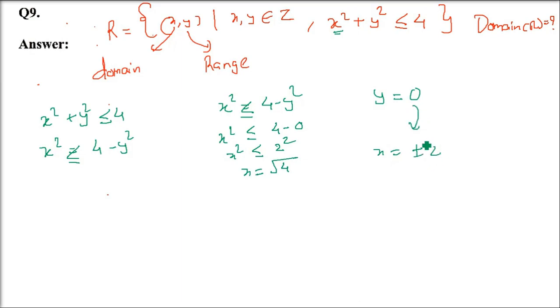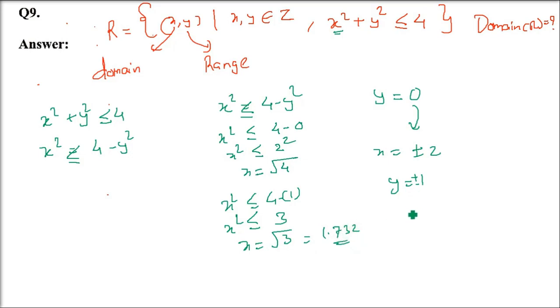You have to see whether it is less than or equal to. Now I am putting y as plus minus 1. So x square is less than or equal to 4 minus 1, so you get 3. You won't equate it. x equals root 3, which is something like 1.732, but the less than or equal to sign is still there.